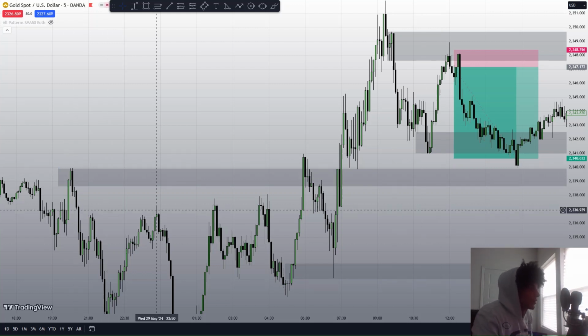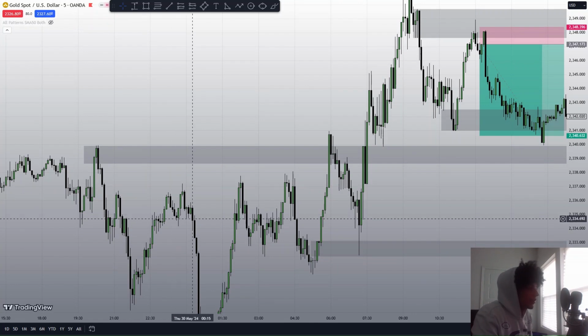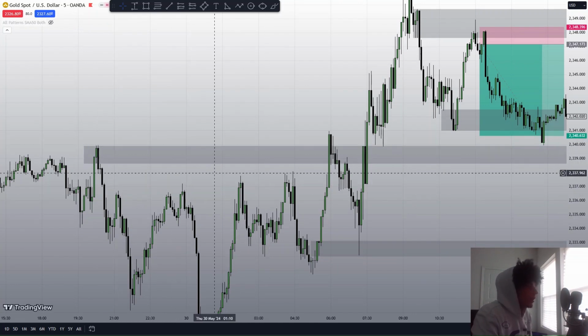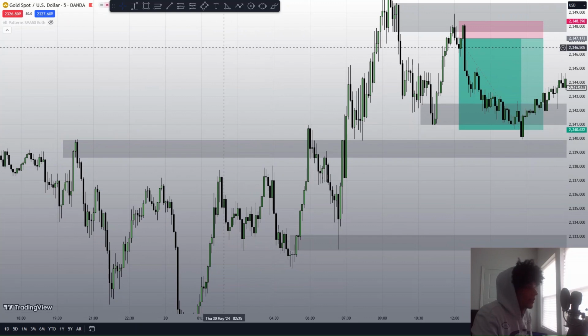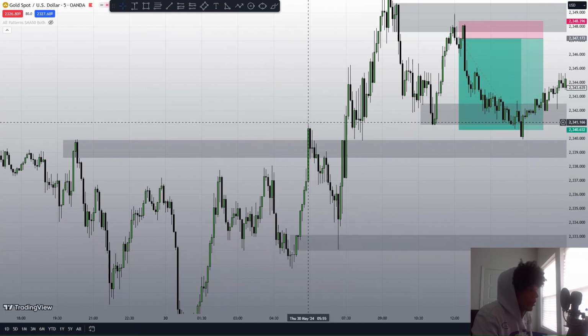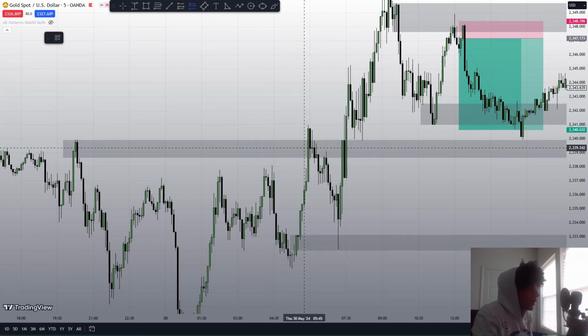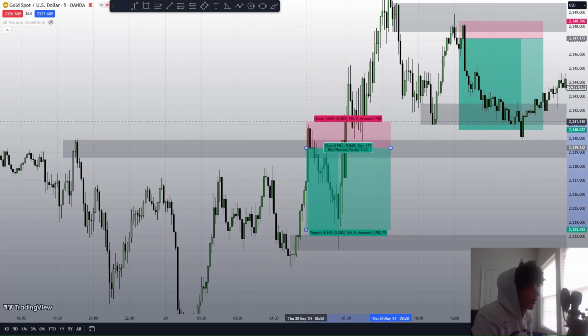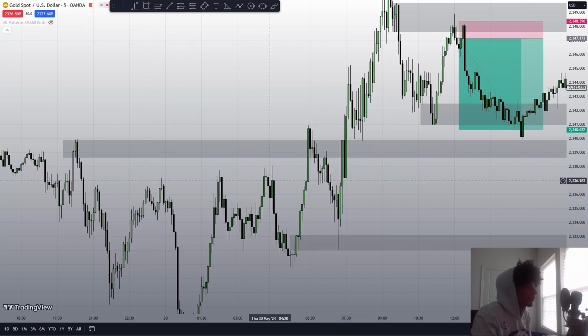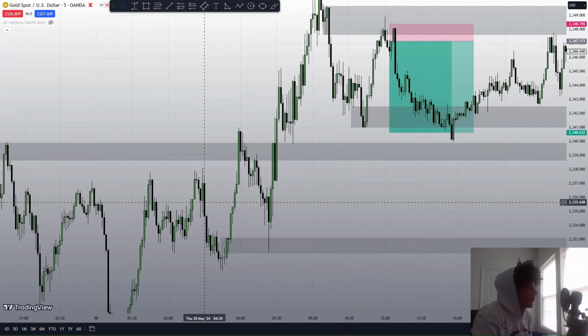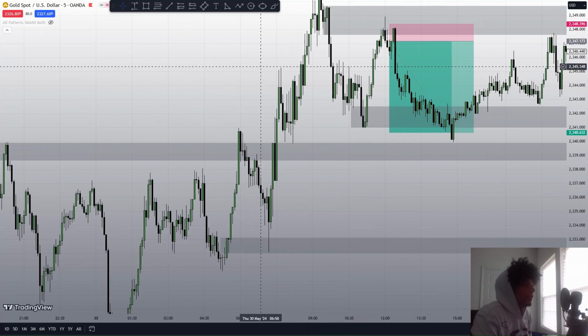This was a supply zone. If it did its job, it should have just broke it or swept liquidity up here like it did here, and then you could have took that sell position right there all the way down to here. Nice little trade. And eventually it fully broke through it, making that a demand zone.